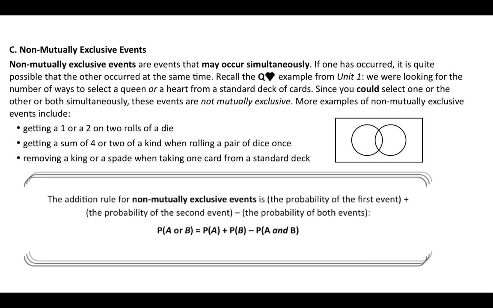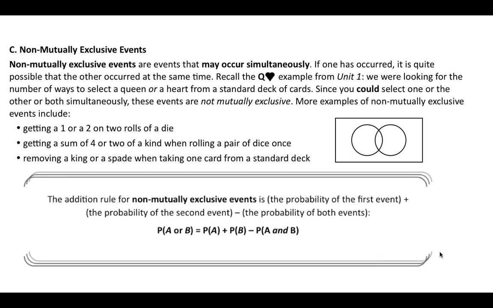And then removing a king or a spade. Well, sure, there are kings that aren't spades, and sure, there are spades that aren't kings, but there's that one king of spades where if we don't consider him, we have double counted him. So here's the addition rule for non-mutually exclusive events, and this should look strikingly similar to the rule of inclusion and exclusion. It's the union, if we replace that word or with that horseshoe-shaped U. We are looking at what's the probability of this or that or both, with no double counting. So it's the probability of A plus the probability of B minus the probability of A and B, where we've double counted.